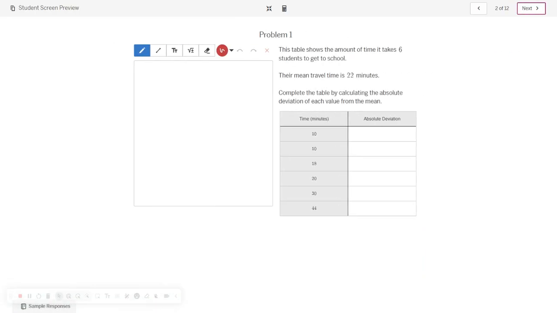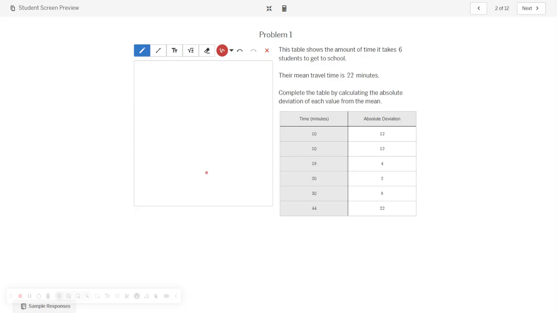So it says this table shows the amount of time it takes 6 students to get to school. Their mean travel is 22 minutes. So they already give you that part. So 22 minus 10 is 12. We've got a 12. I've got a 4. I've got a 2. Oops, not a 23. 22 is 8 away from that. 44 is 22 away from that. And so then I'm going to add all of these up. Oh, it doesn't ask me that. But that's what I would do. I would add all of these up.